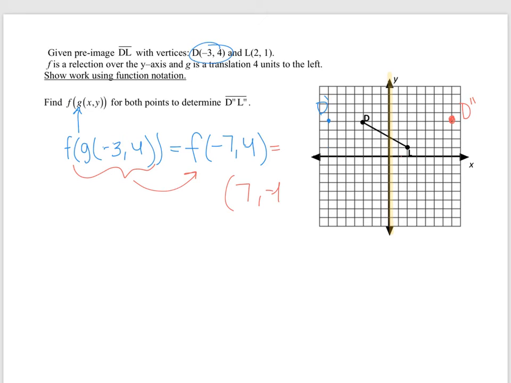Sorry, my stylus is not working well. Or it's my iPad, who knows. And that's the point D double prime.